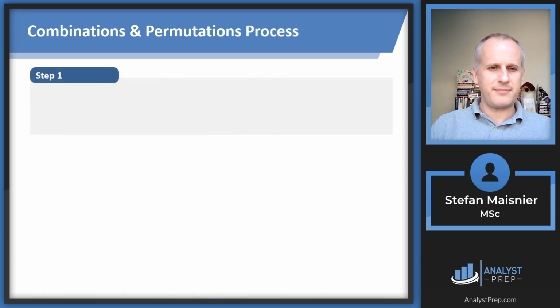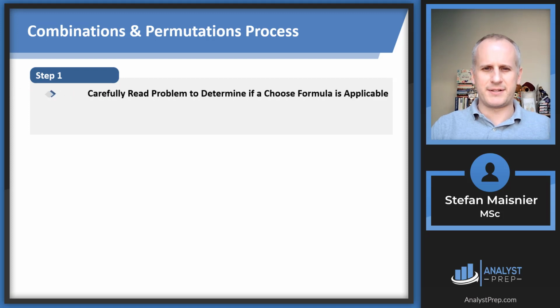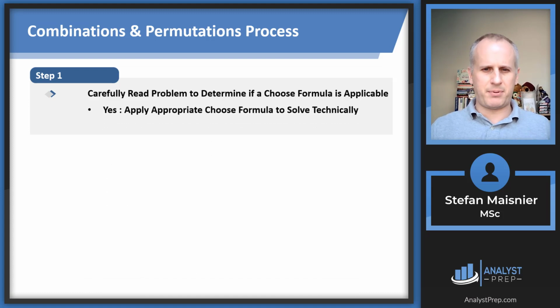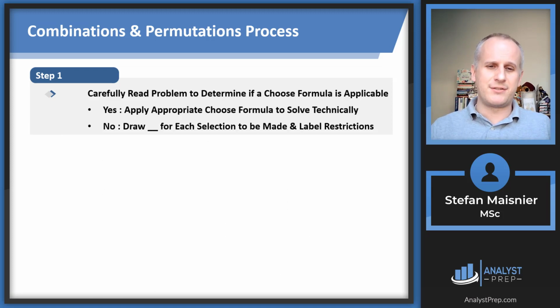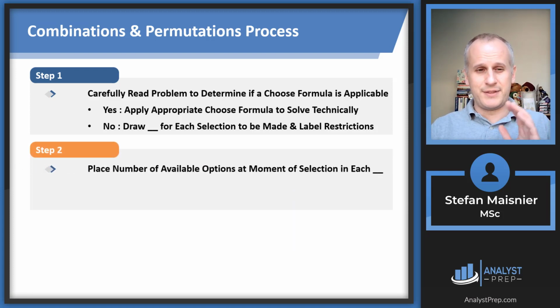So step 1 of the combinations and permutations process. Carefully read the problem to determine if a choose formula is applicable. If the answer is yes, apply the appropriate formula, solve it. Technically, it could go really quickly for you. Great, hooray. But if the answer is no, then you want to draw that blank for each selection to be made and label the known restrictions. Then step 2, and this is really only if you're going with the blanks, because after step 1 you're done if a choose notation formula is applicable.